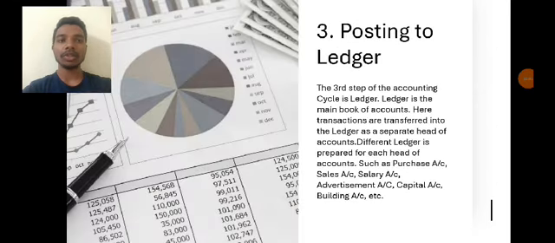Third one is posting to ledger. The third step of the accounting cycle is posting to ledger. Ledger is the main book of accounts. Here transactions are transferred into the ledger as a separate head of accounts. A different ledger is prepared for each head of accounts such as purchase account, sales account, salary account, advertisement account, capital account, building account, etc.